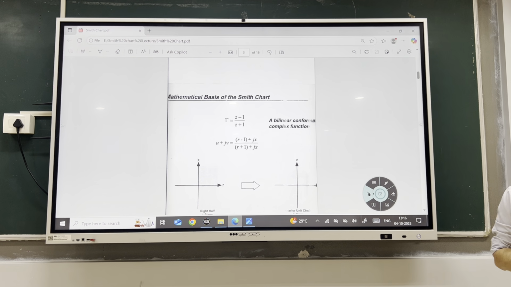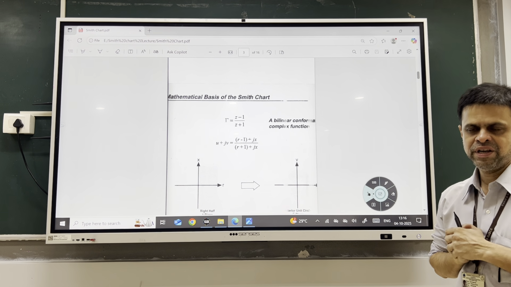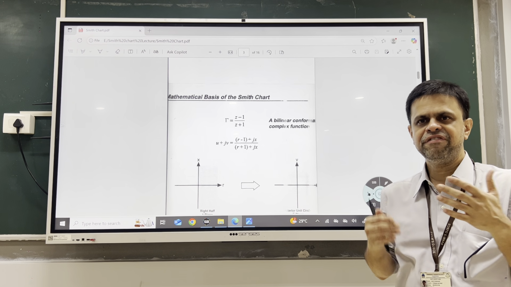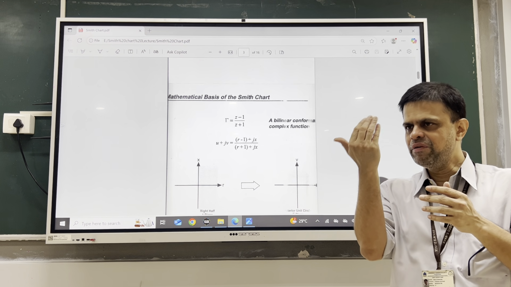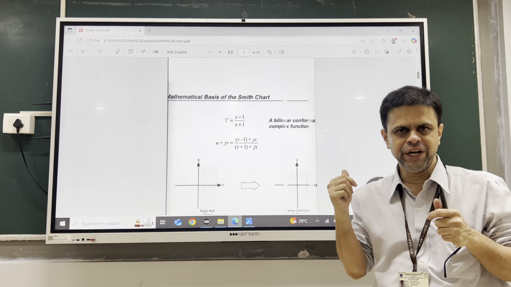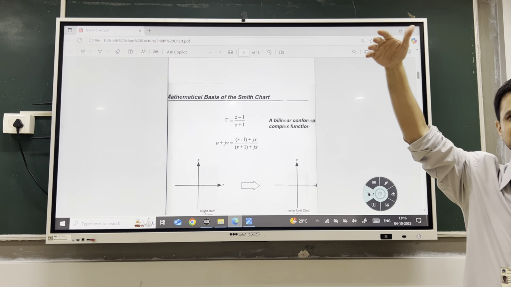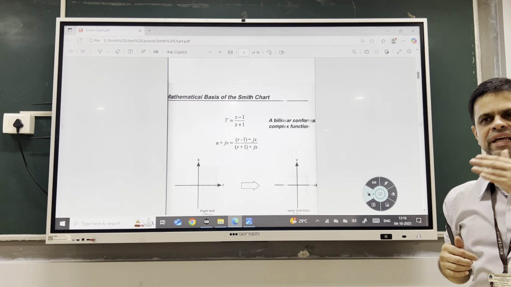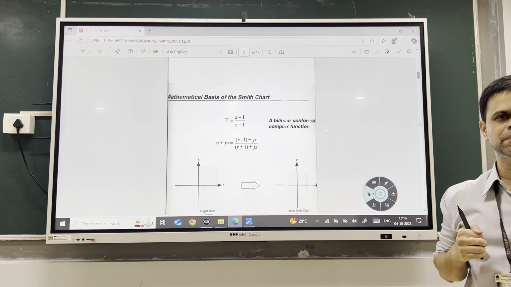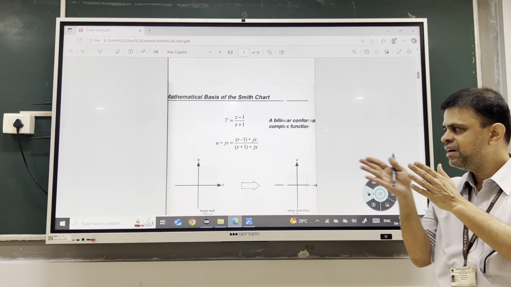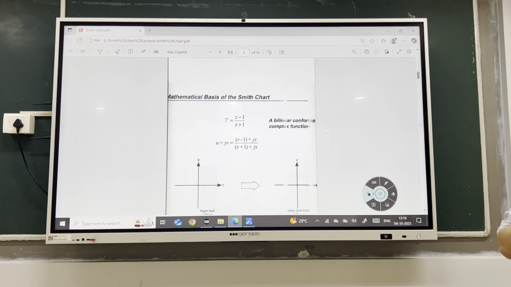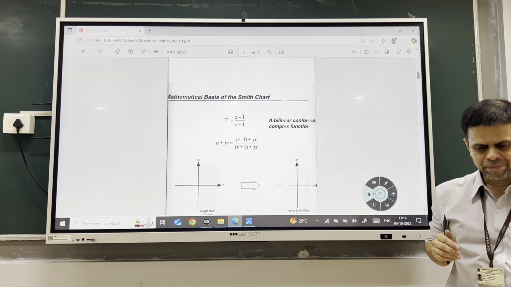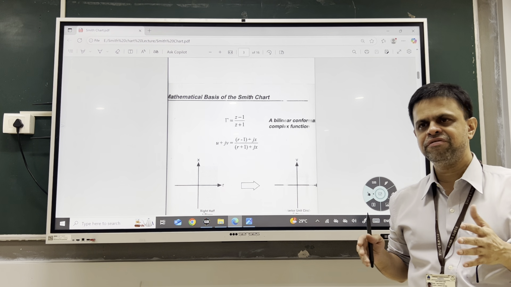Now let's go to the basic thing, a reflection coefficient. As I have shown earlier, S11 or S22 defines the reflection coefficient, that is B1 upon A1 or B2 upon A2 when you have a match condition at the other port. So reflection coefficient plays a major role in any microwave circuit design because that talks about the mismatch which is there in the circuits.